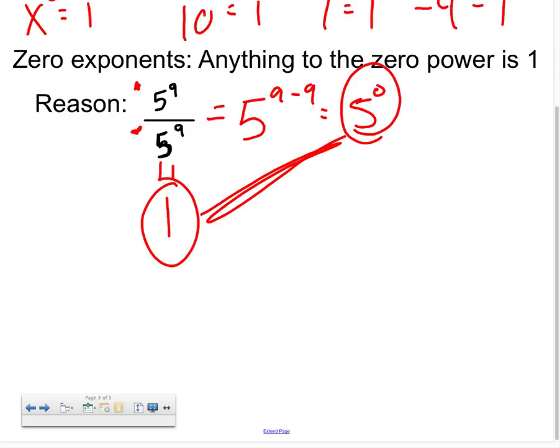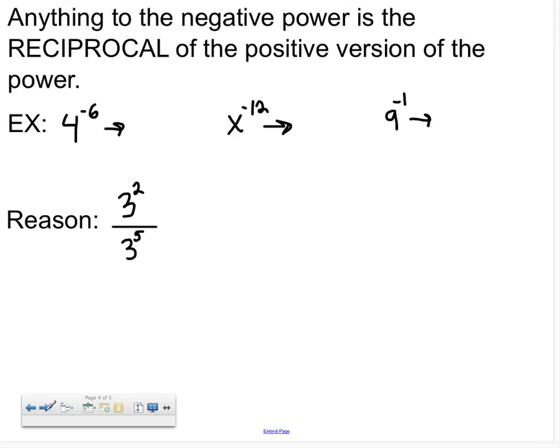So that one's the simple one. Anything to the 0 power is 1. The next one's a little bit trickier. It has to deal with negative exponents. So the rule for negative exponents is that any negative exponent is the reciprocal of its positive counterpart.